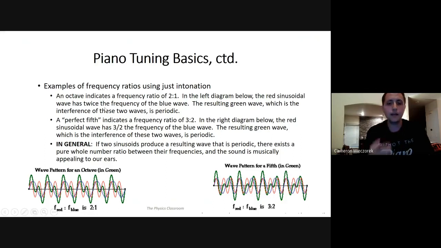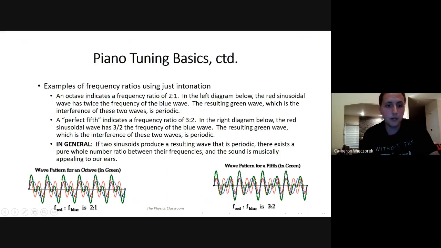And oftentimes there's some Fourier analysis that can be done for this using sinusoids. So I have a couple visuals under here that I'm going to point out and what they represent. If we look at the one on the bottom left, this would be the wave pattern for an octave.